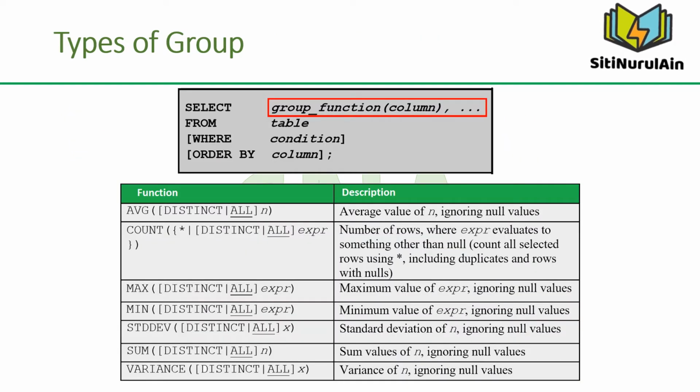The group function is placed after the select keyword. You may have multiple group functions separated by commas. The table in the slide shows the types of group functions. Each of the functions accepts an argument. You can use the syntax as shown in the table.